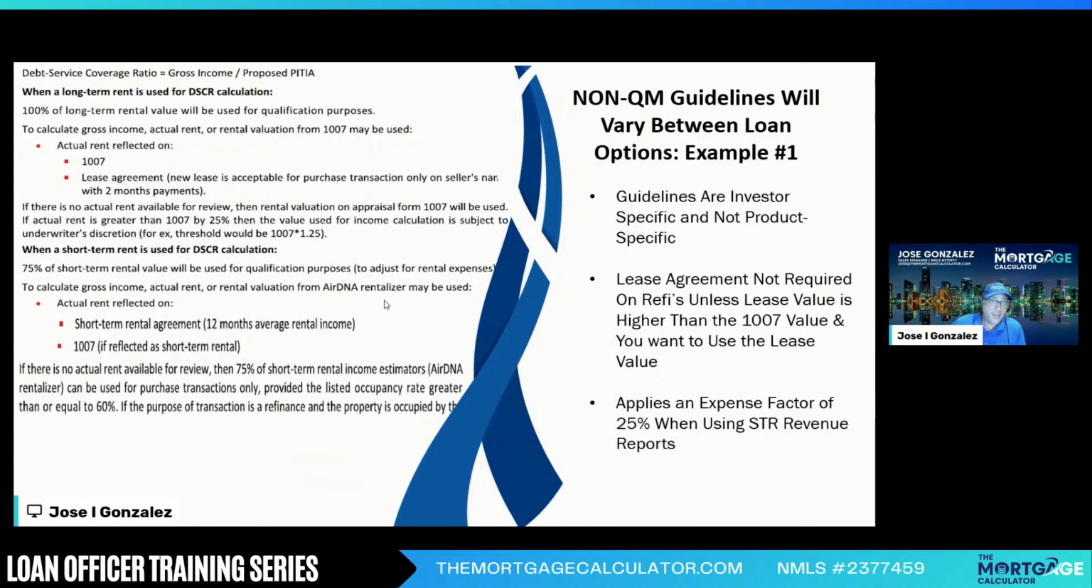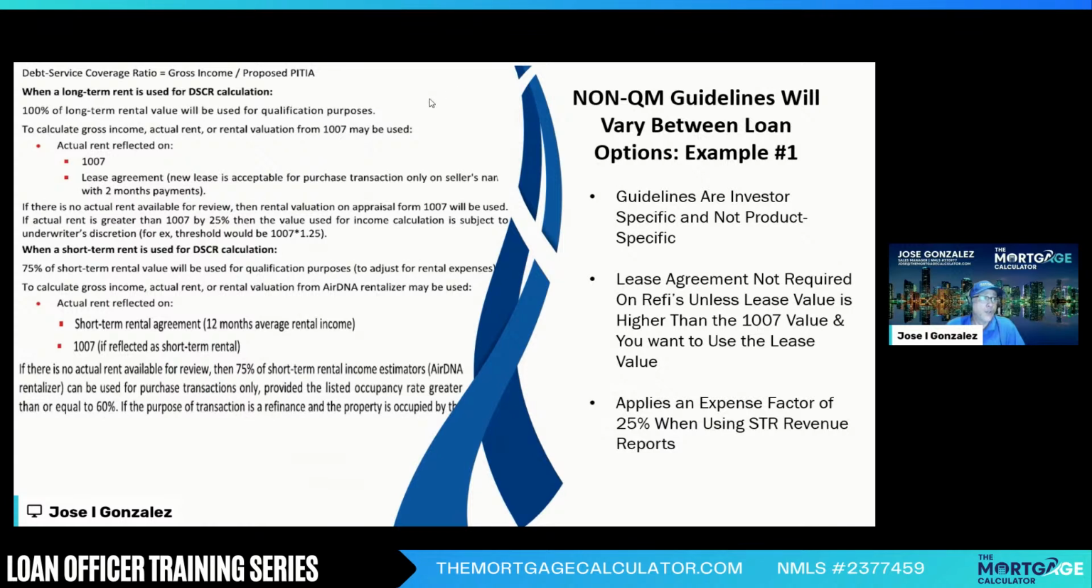So in this example here, as we review it, you'll note one of the important highlights is that a lease agreement is not required, even on a refinanced property. They don't ask you for a lease. They'll use the 1007, which is the schedule of market rent, or they'll use the lease agreement if you're trying to get a higher rent than the 1007 rent. Then they'll accept it, usually with some considerations, providing 3 months of payments and all that kind of stuff.